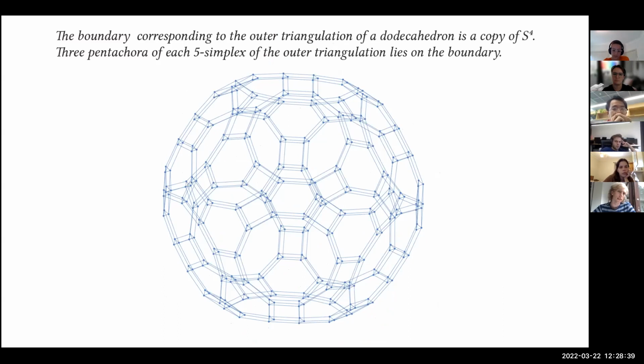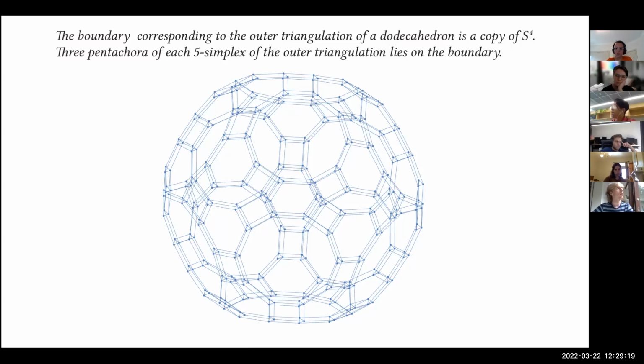So it's S4. And then there's a nice subdivision that Stefan did. You can take all the 5-simplices and chop them all up into 3 5-simplices. And this shows us that we have a 5-ball, because we've got this kind of coning with an S4 boundary. So it turns out that this outer triangulation is a 5-ball corresponding to this dodecahedron. So we haven't glued anything on the outside of the dodecahedron yet. So we've got a 5-ball.